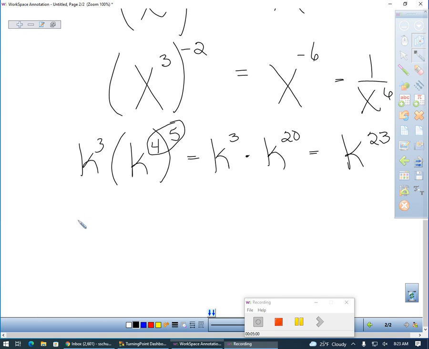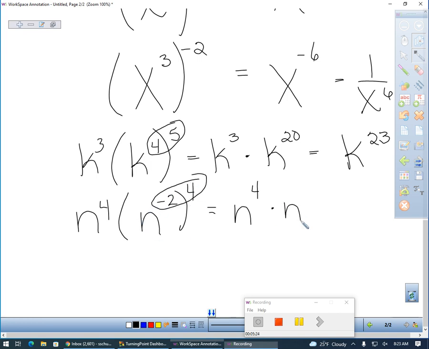Say I have n to the fourth times n to the negative 2 raised to the fourth. All right, so first we start here. So I still have n to the fourth. We're going to multiply it by n to the negative 8. Then what do we do? Add our exponents. We get n to the what? And then what do we have to do? Put it under 1, yes. We have to move this n to the bottom, and our exponent becomes positive.